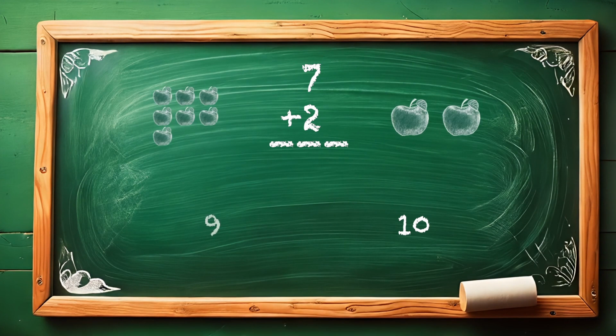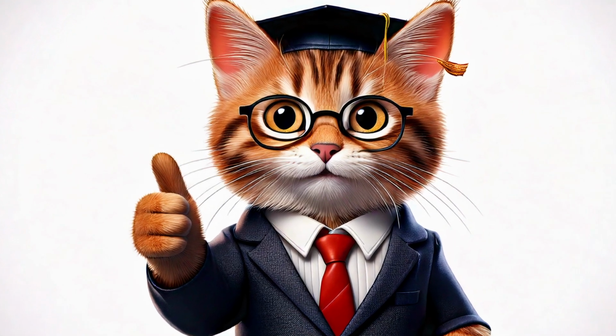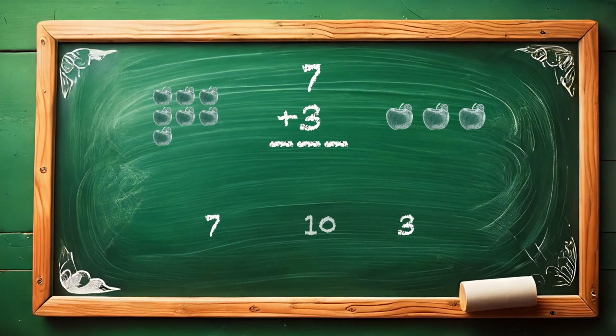If you have 7 apples plus 2 apples, you have 9 apples, 3 apples, or 10 apples in total. 7 plus 2 equals 9. If you have 7 apples plus 3 apples, you have 7 apples, 10 apples, or 3 apples in total. 7 plus 3 equals 10.